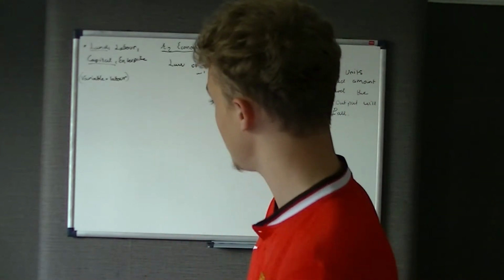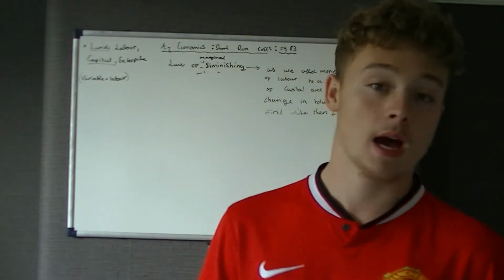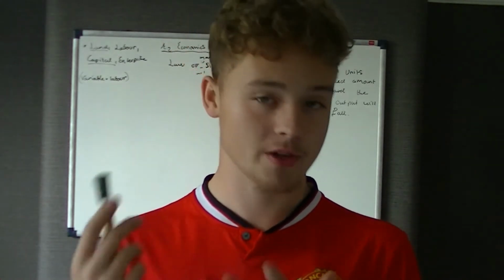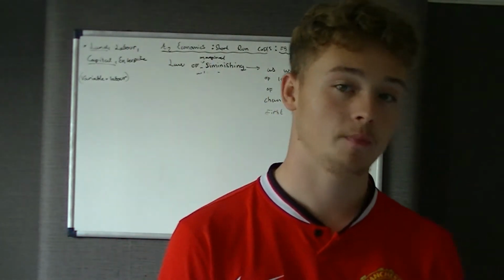Your average variable cost, there's a couple of things here. Average variable cost is your total variable cost over quantity sold. That's the same for fixed cost, you just change variable to fixed. So average fixed cost, as the name suggests, is the fixed cost per unit. So total fixed cost over output, and that gets you your fixed cost per unit.